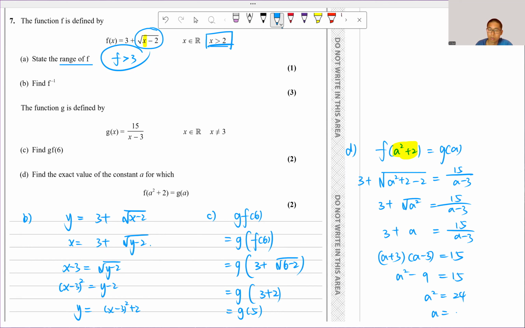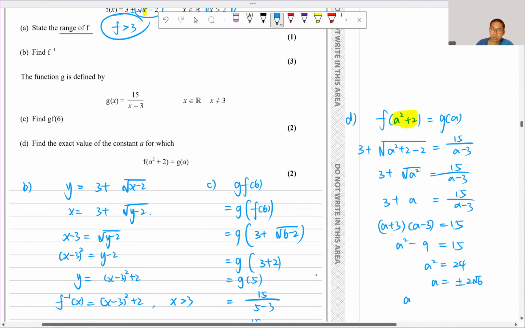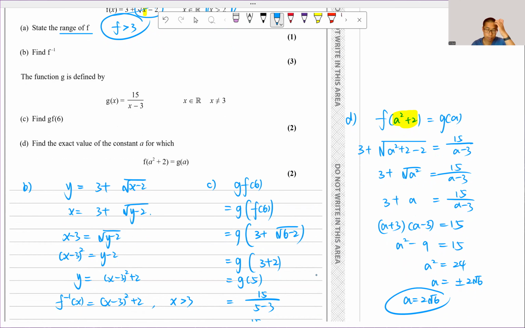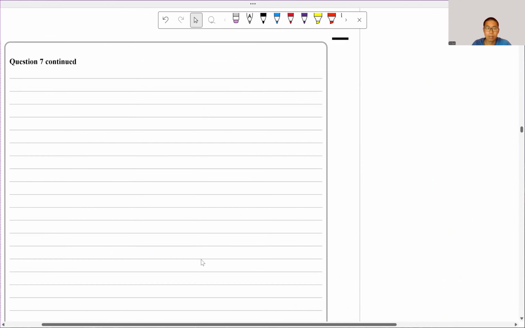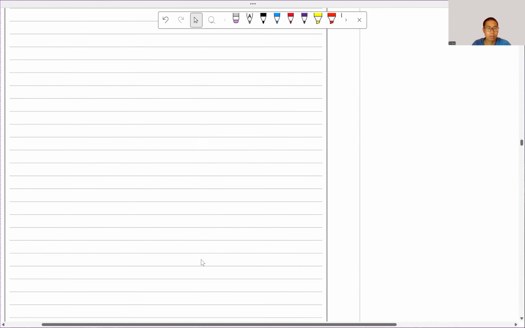And then a should be equal to plus or minus the square root of 24, which is root 4 times root 6, which is 2 root 6 for a. And then again, a has to be a positive number because whatever value you input into the f function, x has to be more than 2. So that's why a equal to 2 root 6 is the only solution. Let's have a look at the next question.